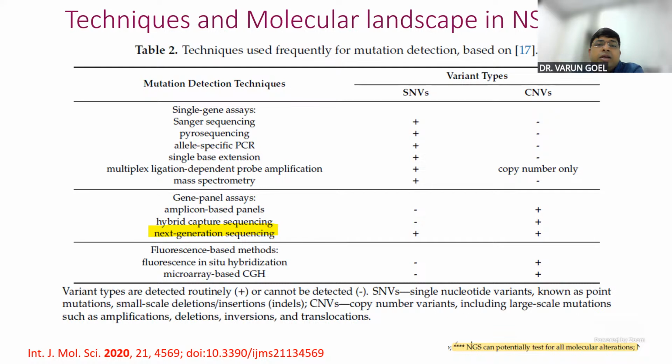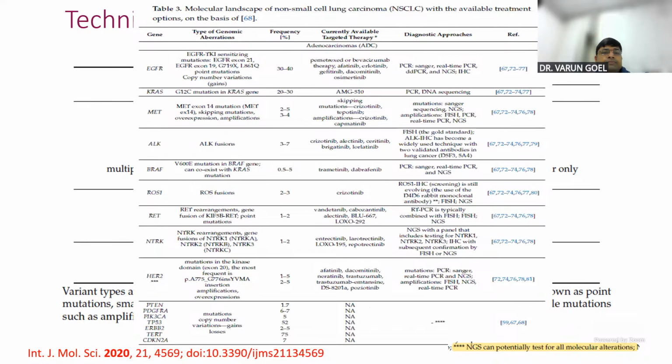Different techniques have been used frequently for mutation detection. It may be single gene assays: Sanger sequencing, pyrosequencing, allele specific PCR, single base extension. It may be gene panel assays like next generation sequencing, hybrid capture sequencing, or a fluorescence based method like FISH. So we can see here that most of the variants can be found with the single gene or NGS approach.